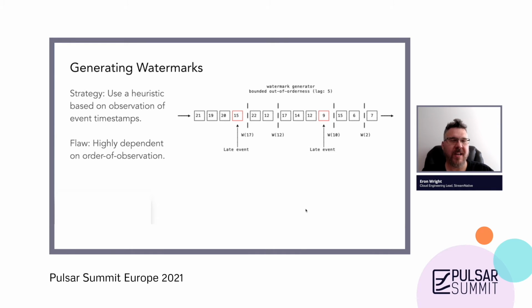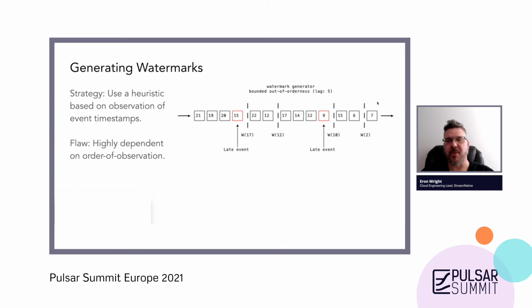That approach has a couple of big problems. Number one, it can introduce latency because of a very generous lag or grace period. Also, it's highly dependent on the order of observation. And though we often see diagrams that are idealized, in practice, the order of observation of events is pretty dynamic. We're going to look at that in the next slide. But let's just look at this picture for a minute.